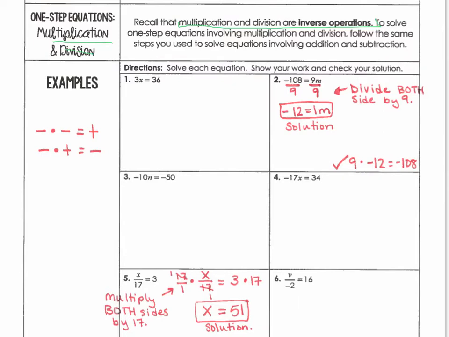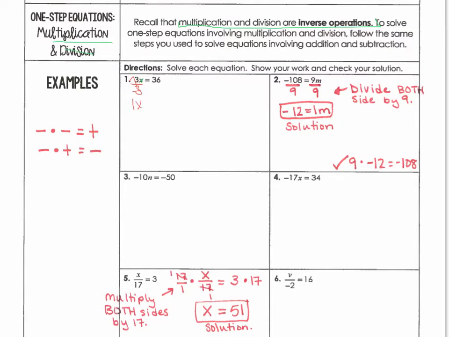Step one is to locate your variable. Your variable is an x on number 1. What is happening to your variable? It's being multiplied by 3. We just don't write the multiplication symbol. So to undo that, I would divide by 3. What is 3 divided by 3? Well, it would equal 1. So we would have 1x.